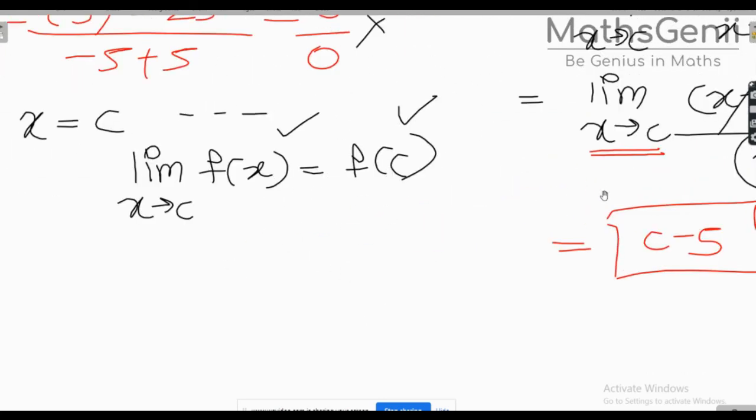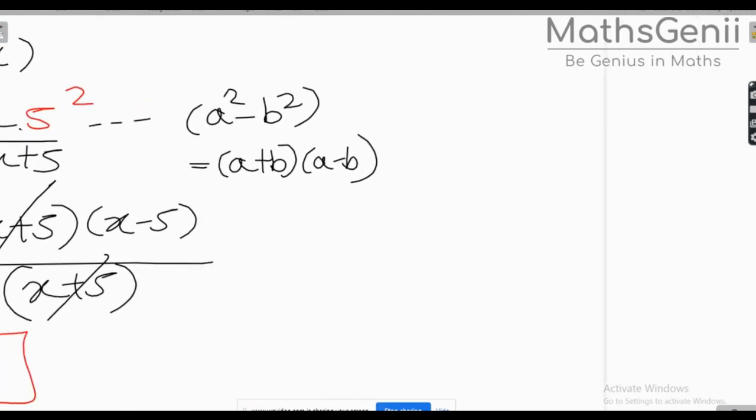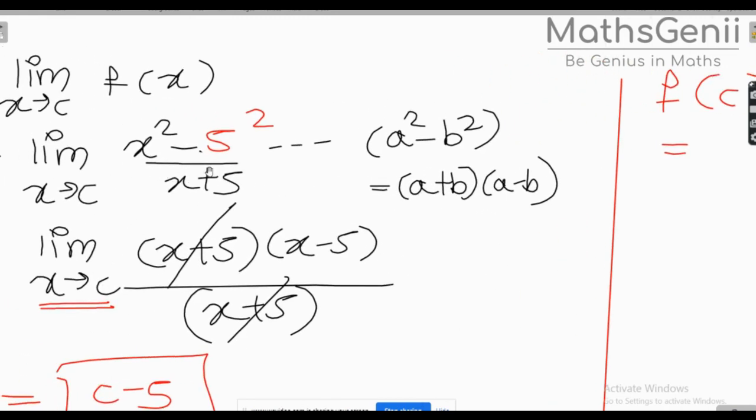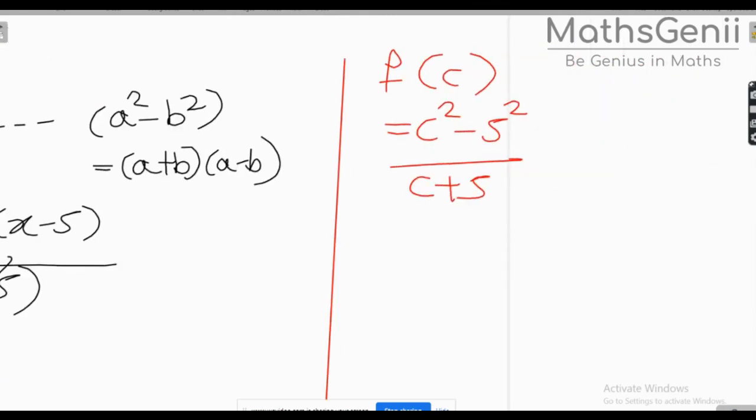Now what is the left hand side? F of c. This right hand side I've found. Now I will find the left hand side also. I have to find f of c, correct? So how will I find f of c? In the question, just substitute c wherever you had x. So you will have c square minus 5 square upon c plus 5, correct? Again the same formula, a square minus b square.